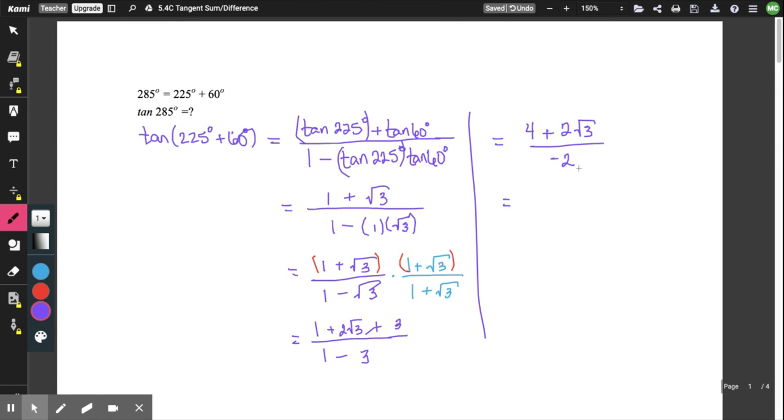And then finally, I need to reduce this fraction. Everything that is not inside a radical is divisible by 2. So I'm going to divide them all by negative 2, so it'll get rid of the denominator completely. So I'm going to write out what I'm doing here. Essentially, I'm splitting up the fraction here, splitting up the numerator so that each piece of the numerator has the denominator separately, and then I can reduce each of those. So 4 divided by negative 2 is negative 2. 2 root 3 divided by negative 2 would be a negative root 3. So tangent of 285 degrees is negative 2 minus root 3.